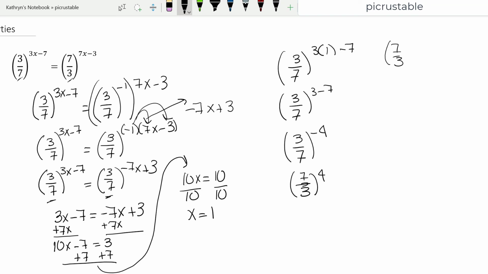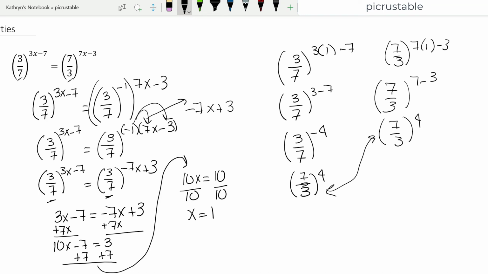Let's look at the other side. I have 7/3 to the 7 times 1 minus 3. So I have 7/3 to the 7 minus 3. And then I end up with 7/3 to the 4th power. And guess what? I don't even have to do the exponent part. I can see that they're exactly the same. Yay!